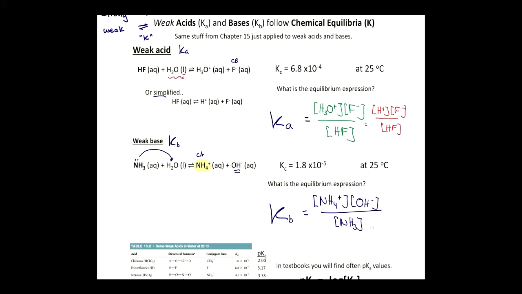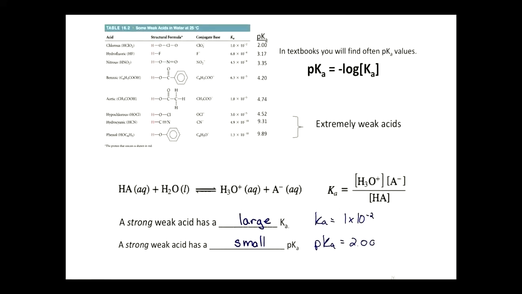You can just Google what is the Kb of ammonia, and you'll find 1.8 times 10 to the negative 5. Those are annoying numbers to read, right? They're small numbers. No one likes to read those. So oftentimes in textbooks, you're going to find pKa values. If you want to know how acidic or basic a weak acid or base is, oftentimes you'll find tables upon tables of pKa and pKb values because small numbers are annoying to read. And p, remember, is just a function. It just means negative log of that thing.